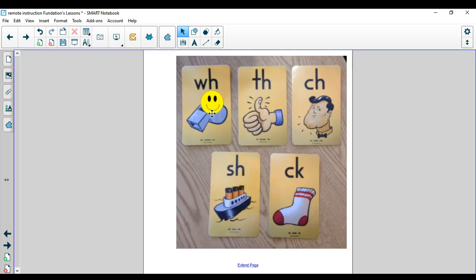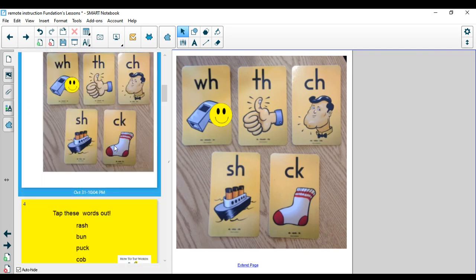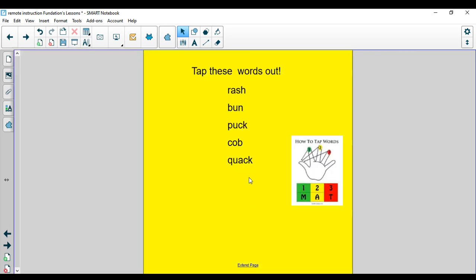Before we do that though, let's warm up our digraphs. Here we go. WH, whistle, w, TH, thumb, th, CH, chin, ch, SH, ship, sh, CK, sock. Great job. Let's tap out some of our words.